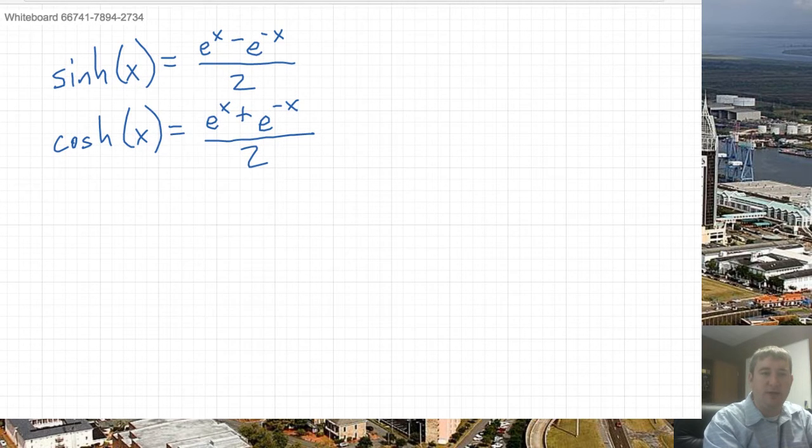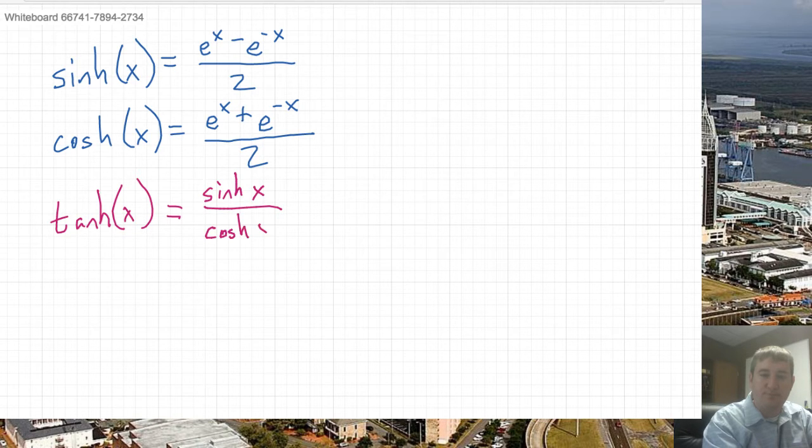So sine and cosine, we'll have tangent, hyperbolic tangent, so we'll stick the h there. And we'll define that exactly the way you would expect. Sine of x, but not sine, hyperbolic sine, divided by hyperbolic cosine. And what would that end up being? Well, you're dividing this top fraction by this bottom fraction, so the 2's would cancel. And you'll end up with e to the x minus e to the negative x from the sine on top over e to the x plus e to the negative x from the cosine hyperbolic on bottom.